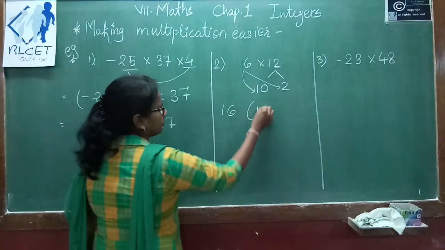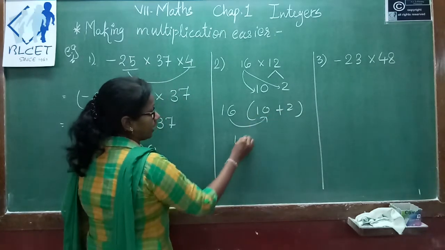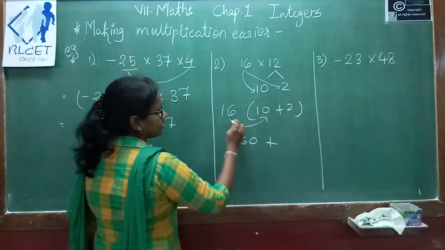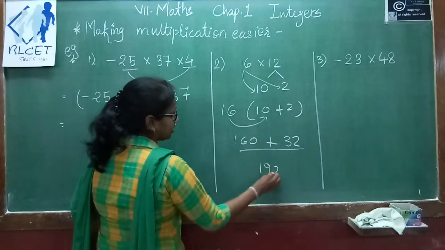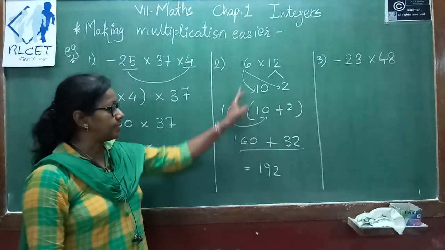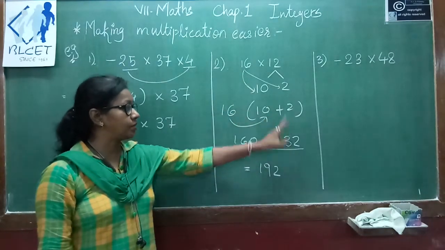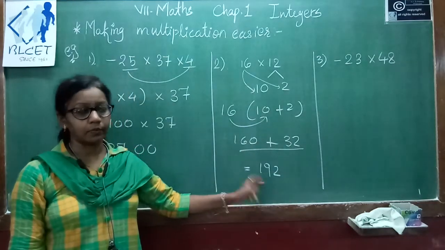16 times (10 plus 2). 16 multiplied with 10, so that is 160, plus 16 times 2 is 32. Now do the addition. Okay, 16 times 10 is 160, 16 times 2 is 32, 160 plus 32 will give you 192.